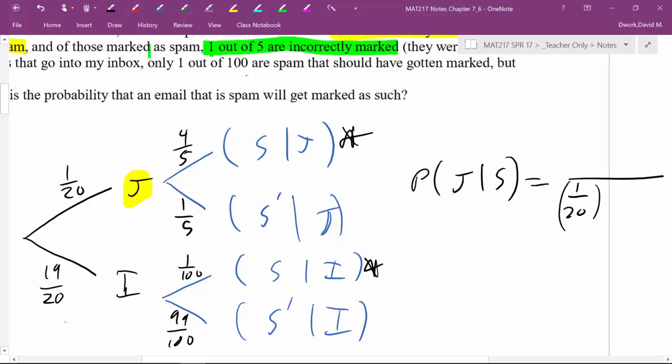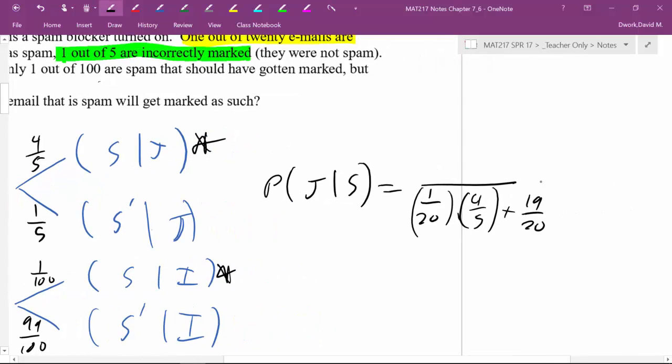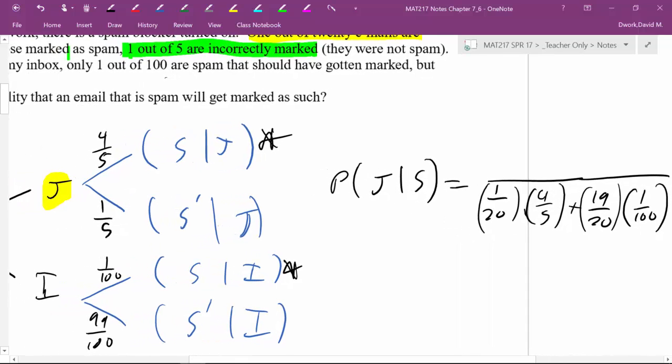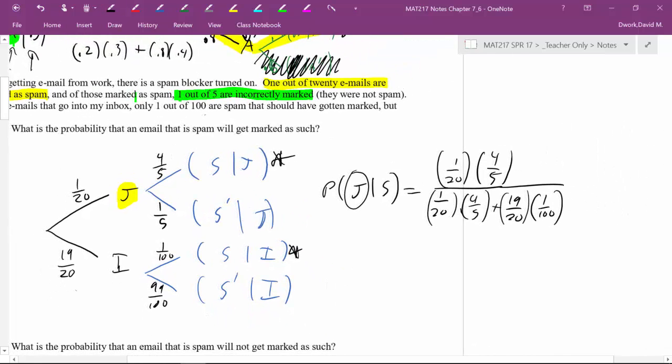So it's 1/20th times 4/5 plus 19/20 times 1/100th. My numerator will be, because that's all the stars, I have two of them, so they both go in my denominator. And my numerator will be the one that goes through the one I want. It goes through the junk box, right? So that'll be 1/20 times 4/5. And you'll notice this happens to be the same pattern as the one I did up above. It happens to use both the top and the third leaf, but that's okay.